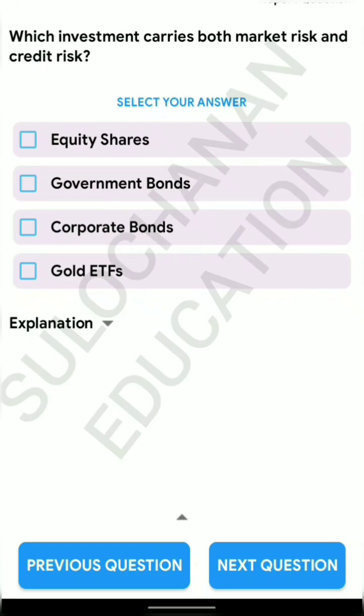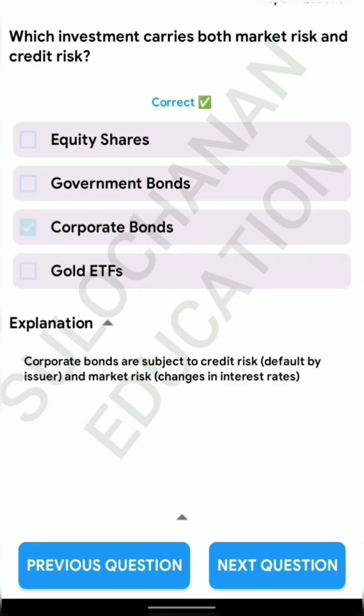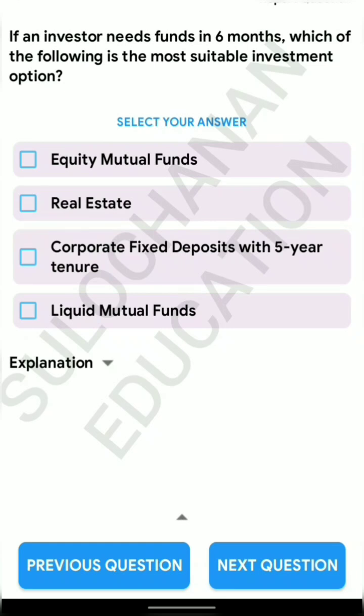Which investment carries both market risk and credit risk? And the options are, correct answer is option C. Corporate bonds are subject to credit risk, default by the issuer, and market risk, change in interest rates.